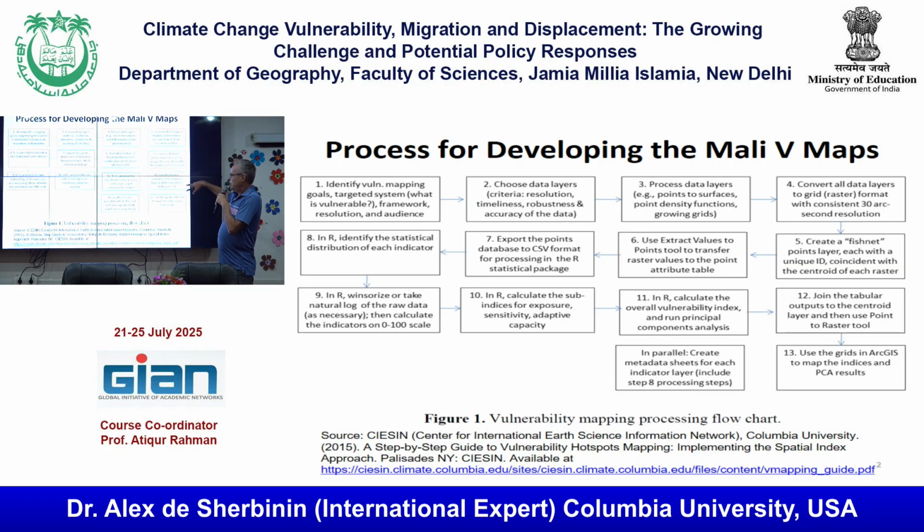Finally, you want to see what all this looks like at the end of the day, right? So you need to join the tabular outputs to the centroid layer and then use the point to raster tool. So that's going back from, instead of going from rasters to points, you're going from points to rasters. And once you've done that, you can basically use the grids in ArcGIS or QGIS or any other tool to basically map out the results. Hopefully that's clear. What did I do with the clicker?